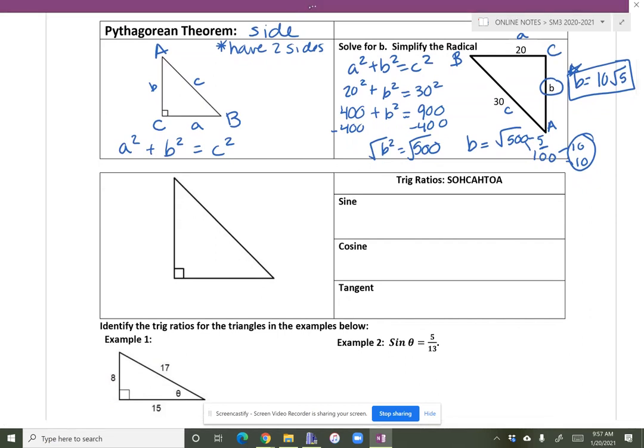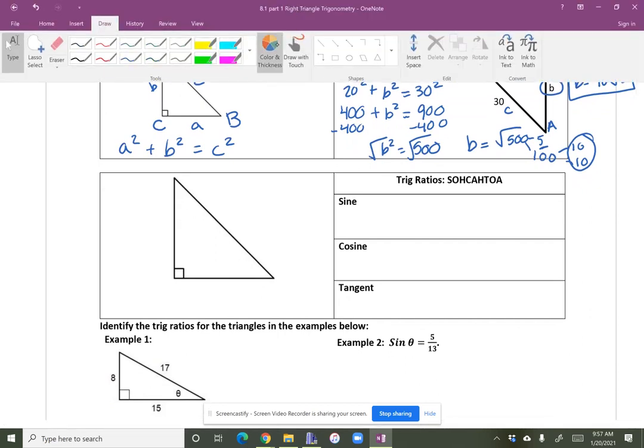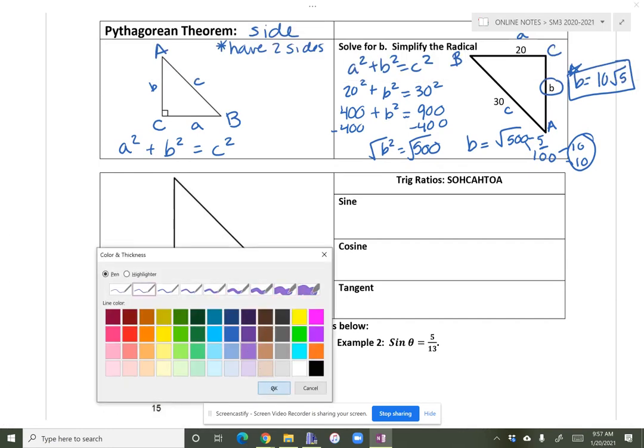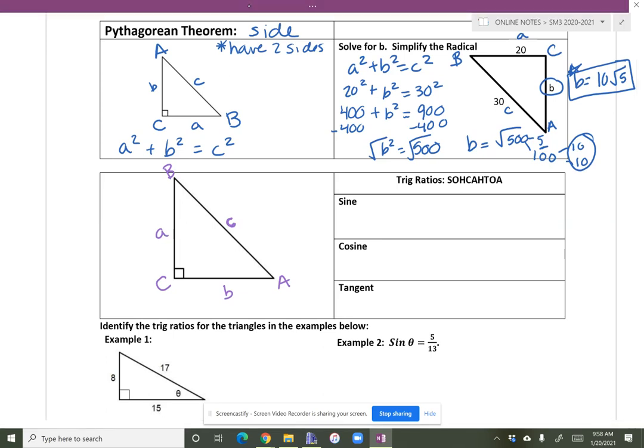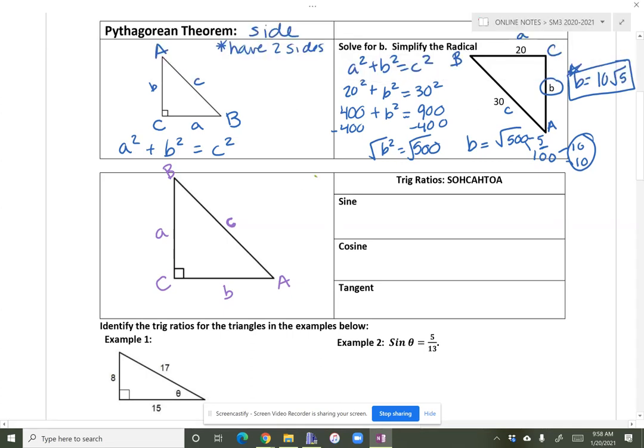This should also be review. What you need to remember is C is always the right angle, and then it doesn't really matter which is A and B. That's how we would label this triangle, but for SOHCAHTOA, for sine, cosine, and tangent, we have this idea of theta. So if you see sine theta, that just means that's the angle we're talking about.